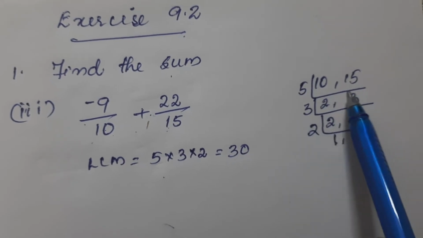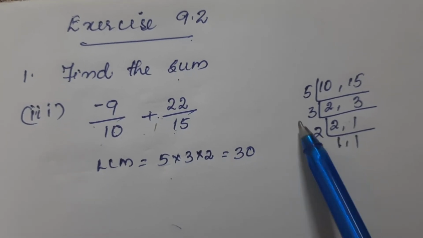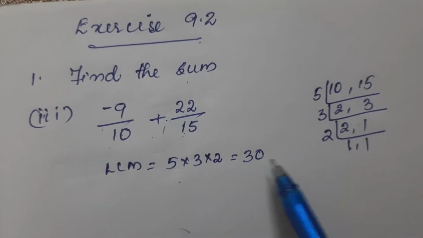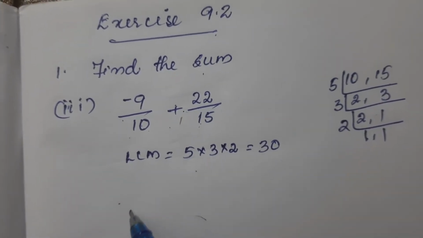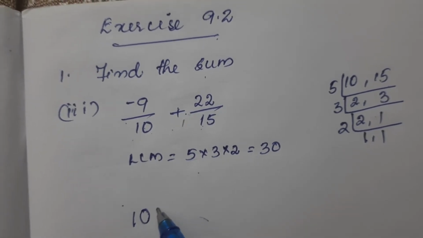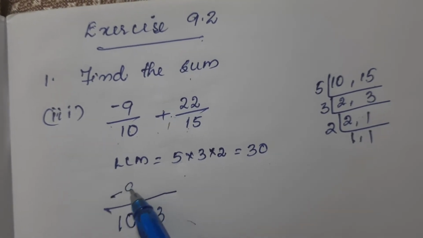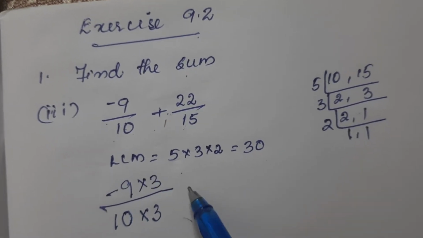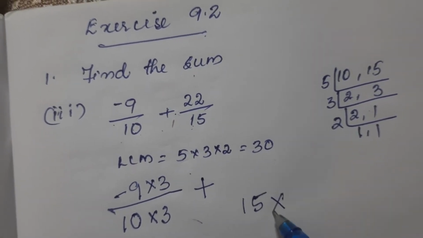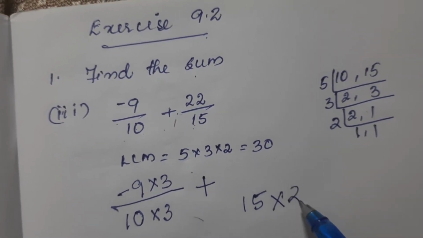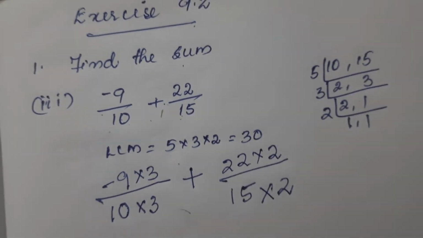To find the LCM, I have used this method, and here when I find it like this, I get the LCM as 5 into 3 into 2, which is equal to 30. Now, how to make the denominator of the first rational number 30? 10 into 3. Since I multiplied the denominator with 3, I have to multiply the numerator also with 3. What about the next one? 15 can be made 30 by multiplying with 2. Same way, the numerator 22 can be multiplied with 2.